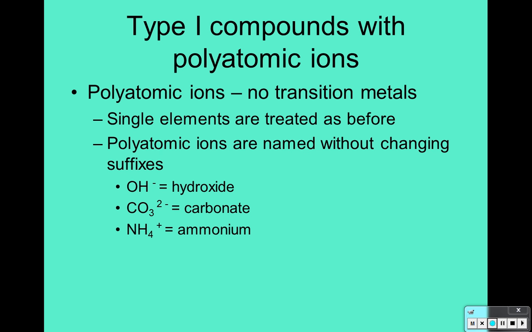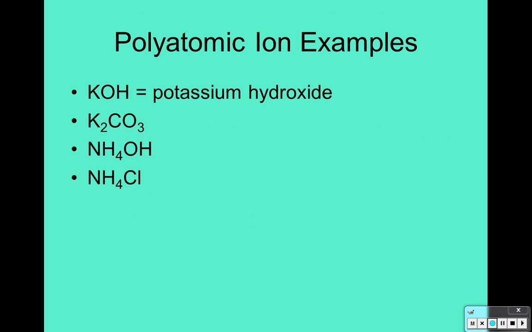If you don't want to print that particular list, do a Google search. If you just Google polyatomic ions, you'll come up with list after list after list. So let's try some examples. KOH, for example, is potassium hydroxide, because the K is potassium, the OH minus is hydroxide.